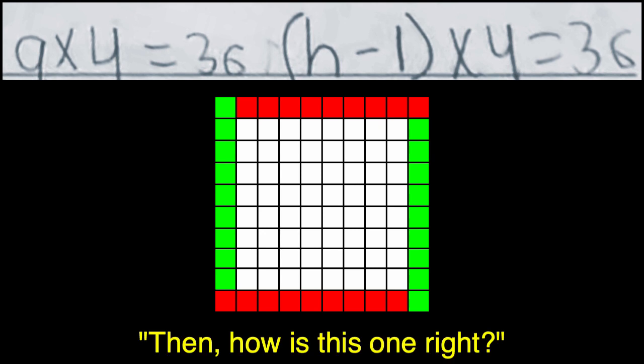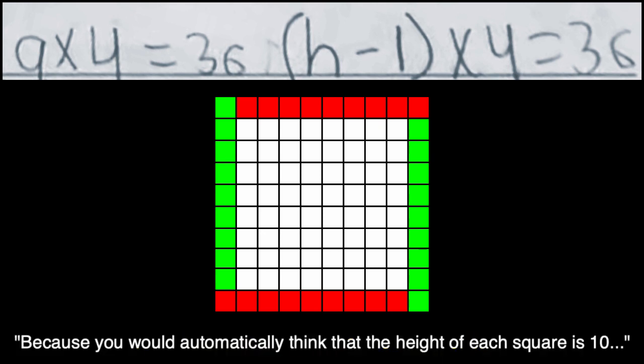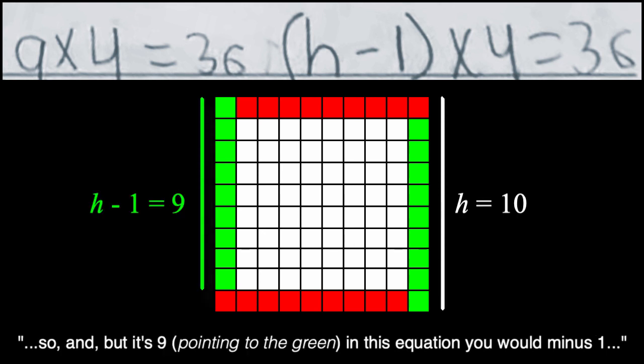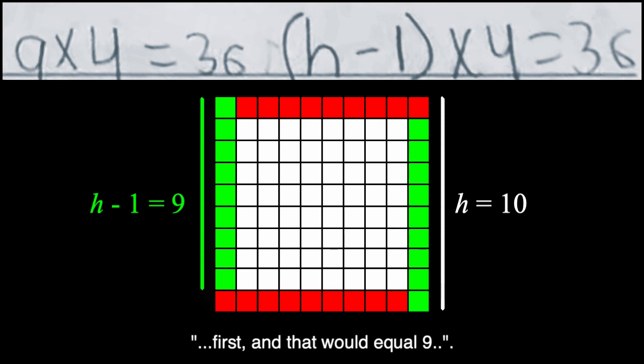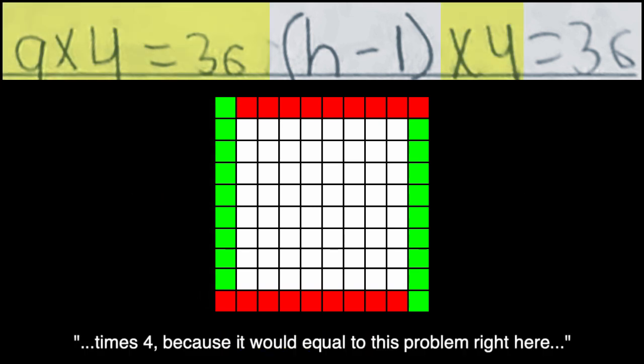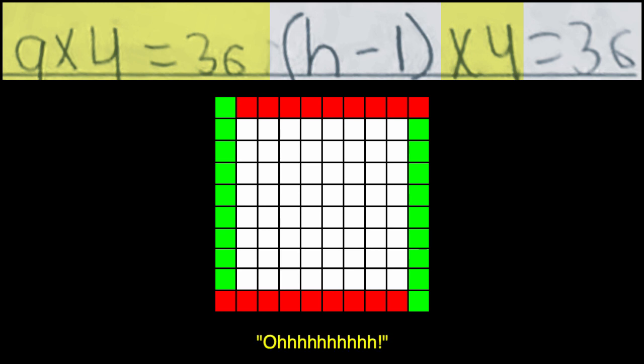Then how does this one write? Because you would automatically think that the height of each square is 10, but it's 9 in this equation, so you would minus 1 first, and that would equal 9. Oh, now I get times 4, because it would equal this problem right here. Oh.